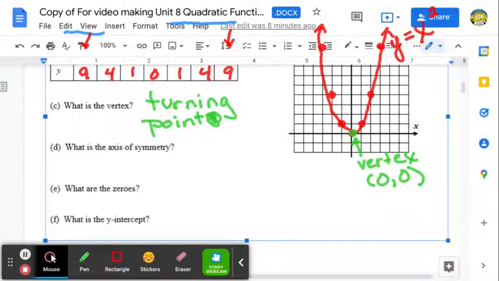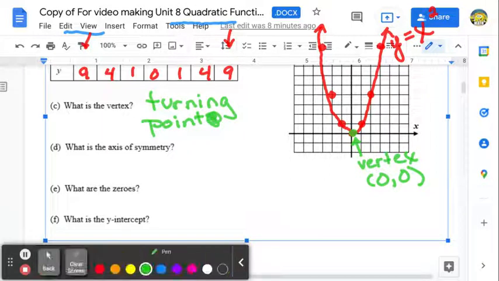Okay. The axis of symmetry. Symmetry is where two sides of something match. So the axis of symmetry cuts the parabola in half. So our axis of symmetry would be right here. Okay. And it's always an x equals, and just pick your x number. So in this case, it's 0. It's where that invisible line crosses the x-axis.